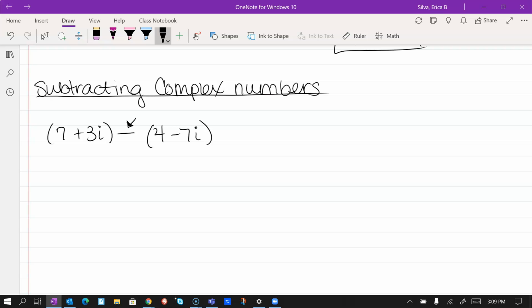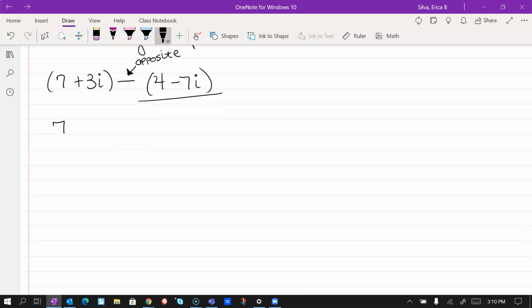So do you guys remember in middle school when you started learning about minus? It was always the opposite, right? If you said 3, the opposite of 3 is negative 3. The opposite of negative 3 is positive 3, and the opposite of negative is positive. So that's basically what this minus sign is doing. It's doing the opposite of that number. So what we're going to do is rewrite the first one exactly the way it is, and then we're going to do the opposite of the second one.